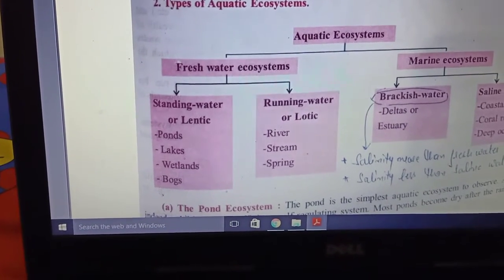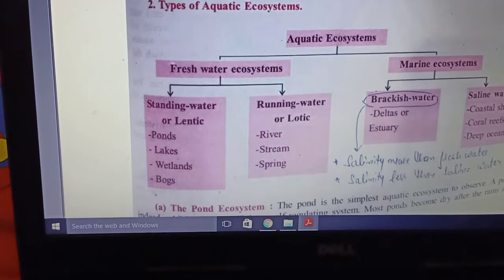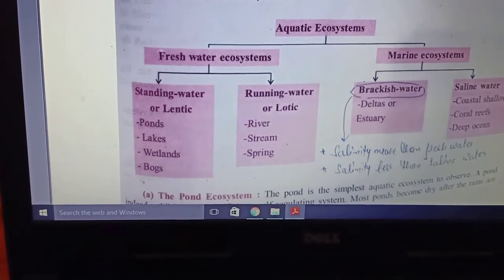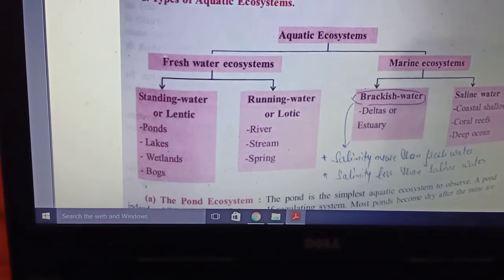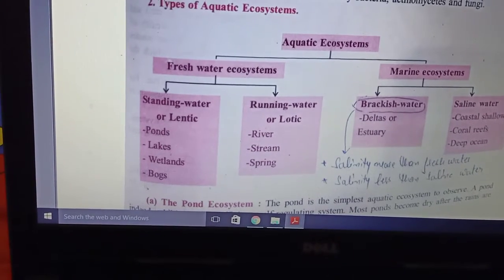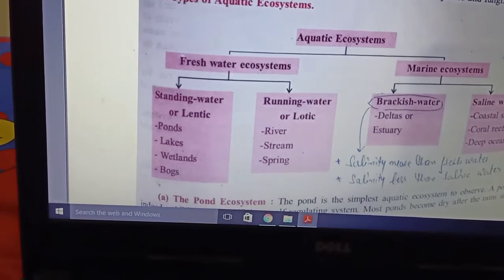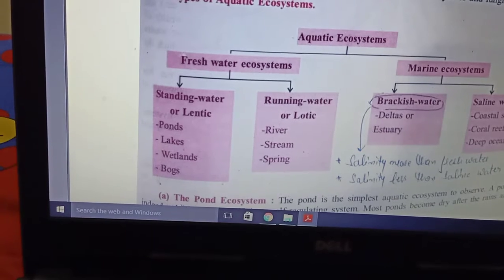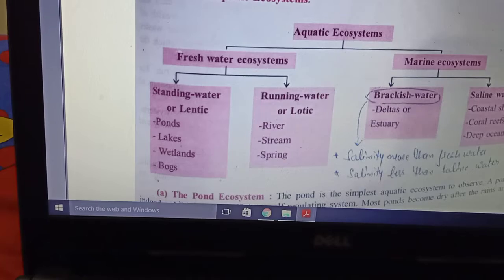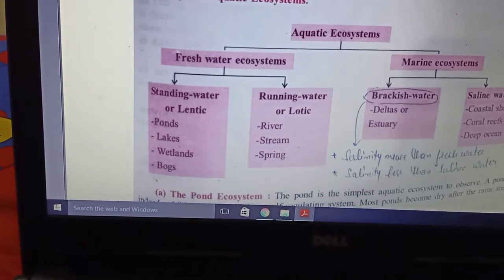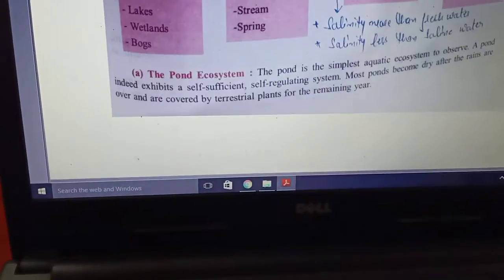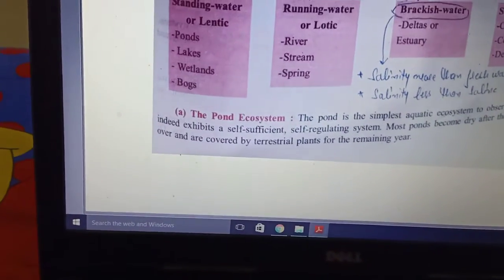I already told you brackish water means salinity that is more than fresh water, but less than saline water. In between is the transition stage, that is called brackish water. Deltas or estuary, that is the transition phase between sea and various other wetlands. So this particular system has salinity. And other than this, in the marine ecosystem we have the classification: saline water, coastal shallows, coral reefs, deep oceans. So this is the overall structure of this aquatic system.